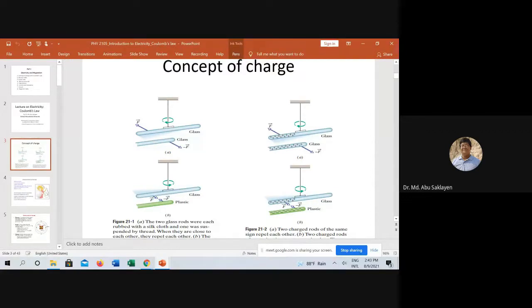Why does this action take place, and what lesson do we get from this? Before rubbing, there is no electrostatic action between them, but after rubbing the glass rod with silk cloth and the plastic rod with fur, you find some attraction and repulsion between the rods.